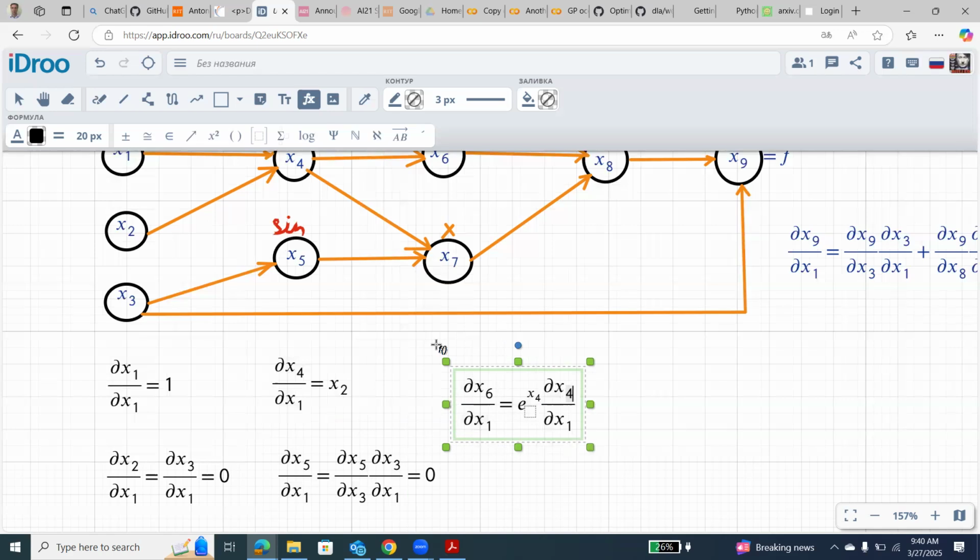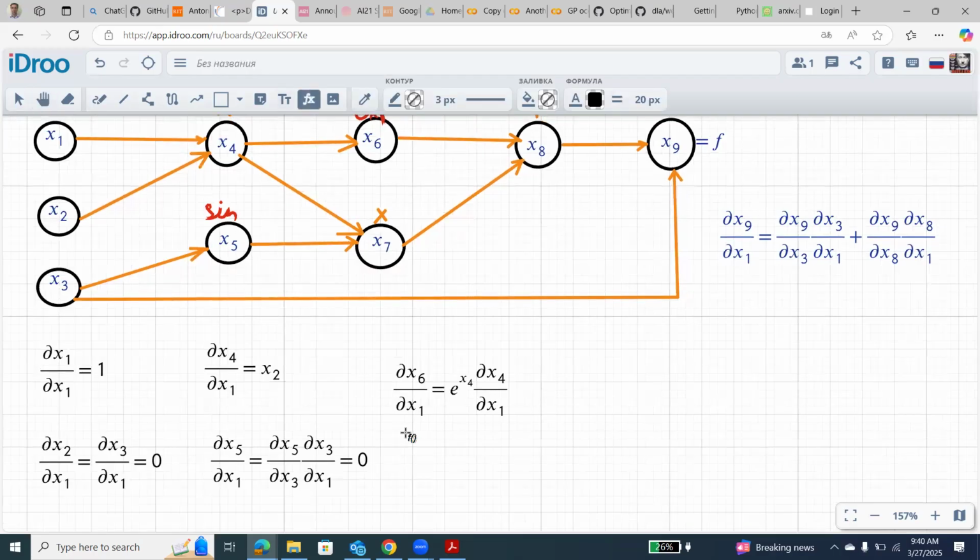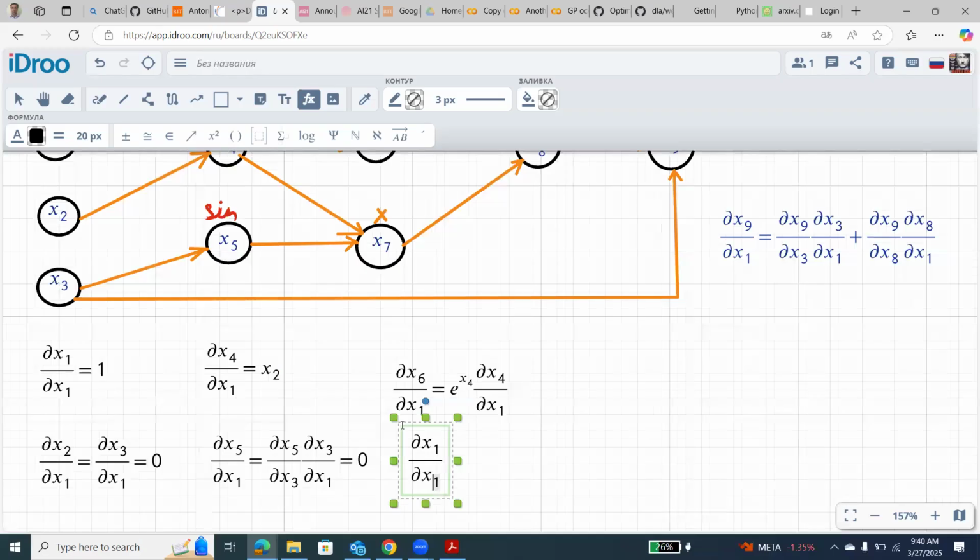So what will be the derivative of x7? x7 has two inputs, x5 and x4, and it's a product. So the derivative of x7 with respect to x1 will be, first, the derivative with respect to x4, and the derivative of the product x5 times x4 with respect to x4 will give us x5.